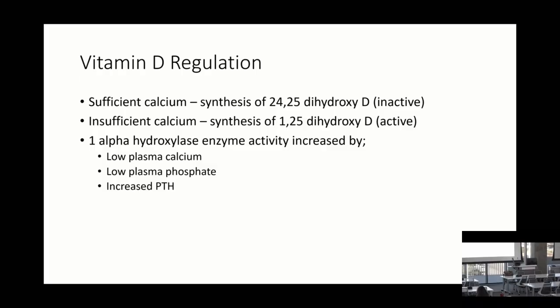calcium mobilization. So what activates 1 alpha hydroxylase activity? Low serum calcium, low plasma phosphate, and then increased PTH. Okay?